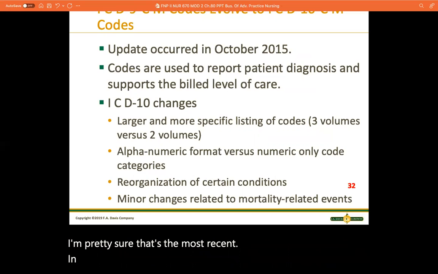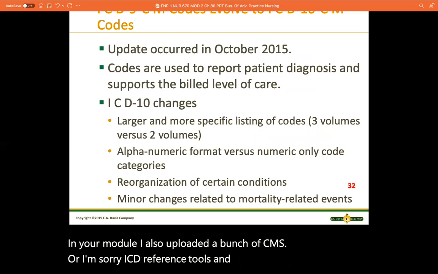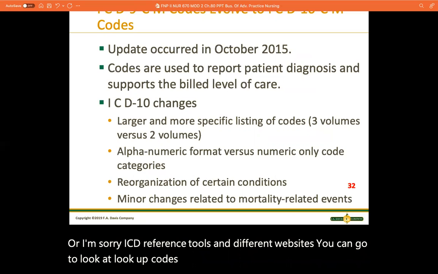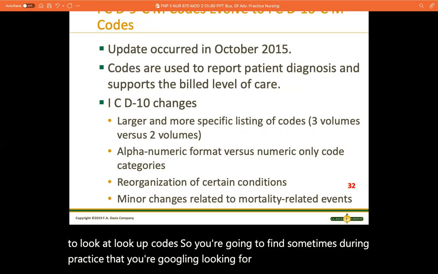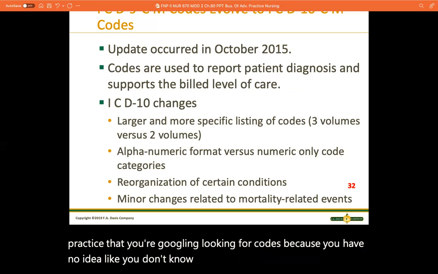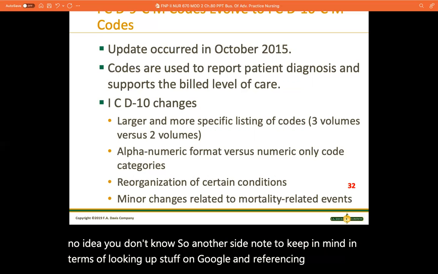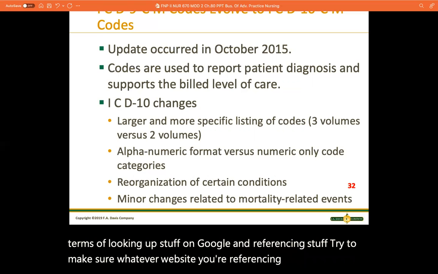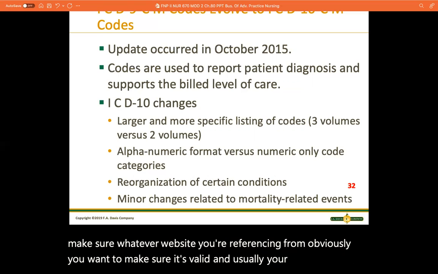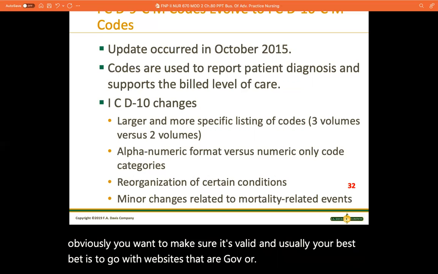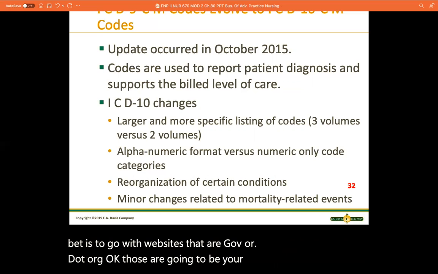In your module, I also uploaded a bunch of CMS and ICD reference tools and different websites you can go to look up codes. You're going to find sometimes during practice that you're Googling for codes because you don't know them. Another side note when looking things up on Google: make sure whatever website you're referencing is valid. Usually your best bet is websites that are .gov or .org. Those are your valid, evidence-based websites.